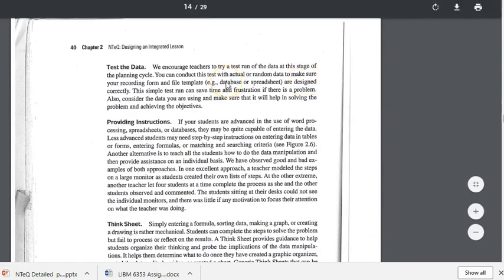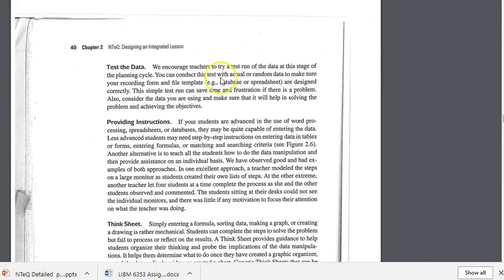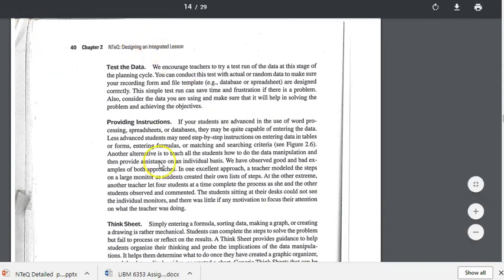Testing the data. One suggestion is for teachers to try a test run of their data. At this stage of your own planning cycle, you can conduct this test with actual or random data to make sure your recording form or file template, whatever it is you're using, is designed correctly. This simple test can save time and frustration later on. If there is a problem, you can fix it before the students are all trying to manipulate and work with it. And think about how you're going to provide instruction.